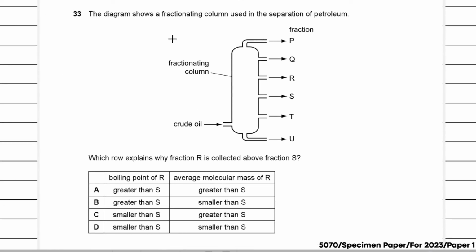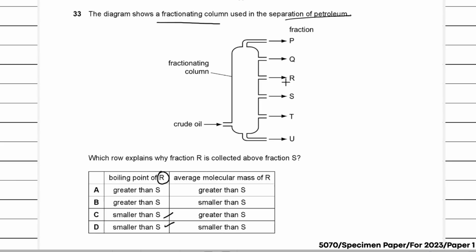The diagram shows the fractionating column for the separation of petroleum, which explains why fraction R is collected above fraction S. Okay, boiling point of R. So obviously the liquid with the lower boiling point is distilled over first. That's the basic concept of distillation. So the boiling point of R compared to S is definitely smaller, so it's going to be evaporating or boiling over first.